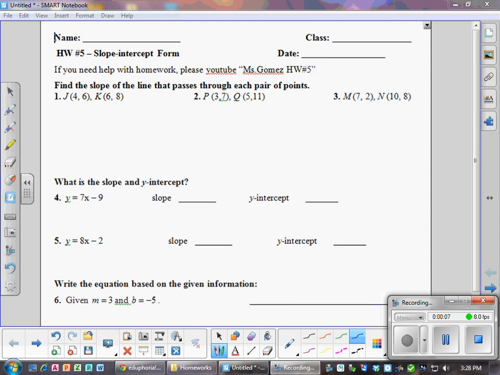Okay, ladies and gentlemen, for this week, you have homework number 5, slope-intercept form. You can locate this on YouTube under Miss Gomez, homework number 5. The worksheet looks as the following.